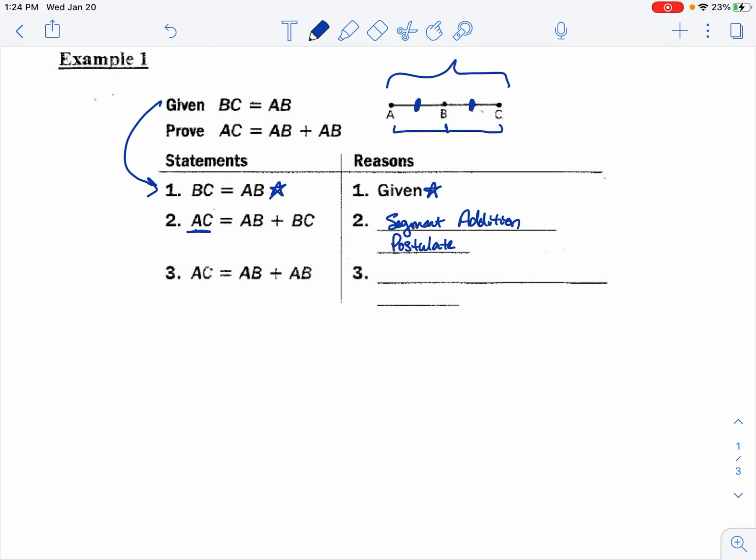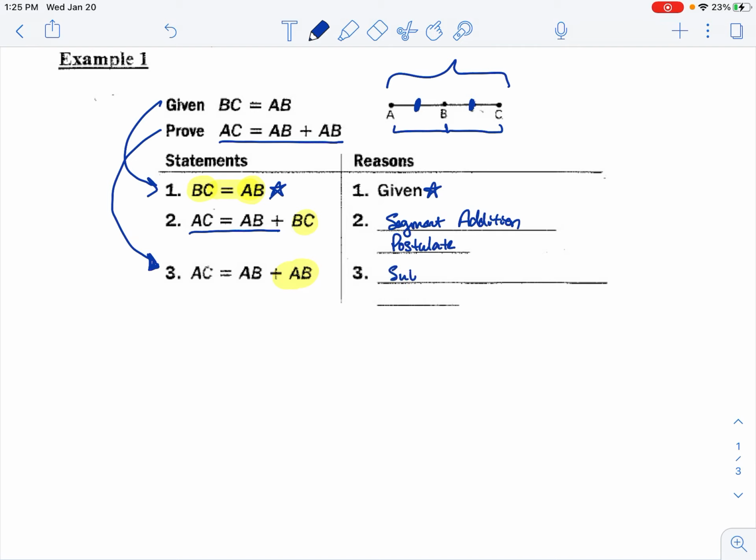And the reason why I'm doing this is if you take a look at what I'm trying to prove, I am almost there. AC equals AB plus AB, and I have AC equals AB plus BC, so I just want to change this BC. Well, luckily I know BC is equal to AB. So I'm going to take it and substitute it in to get my final proven statement, which is how we know we are done. We have connected the beginning to the end.